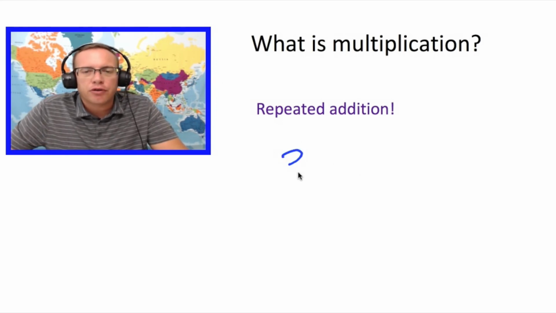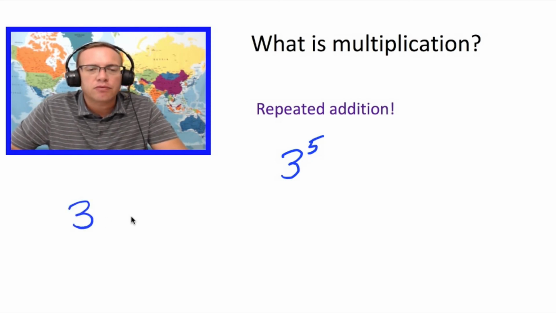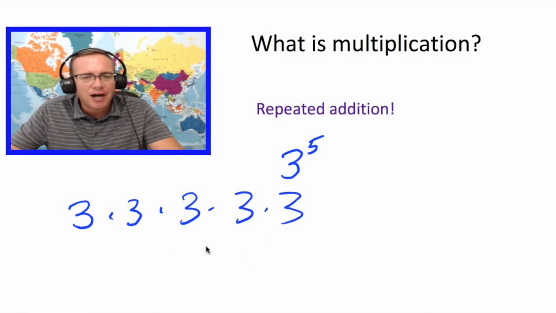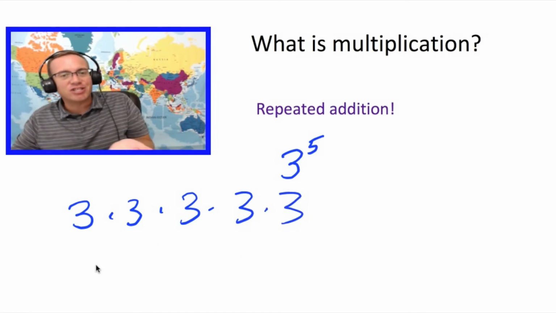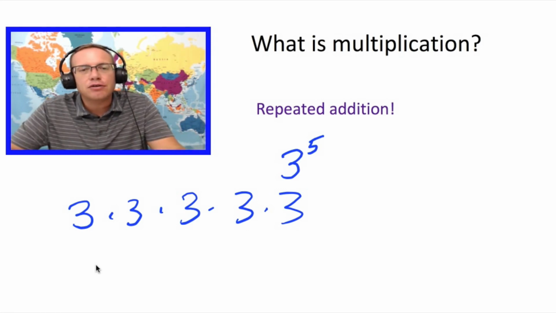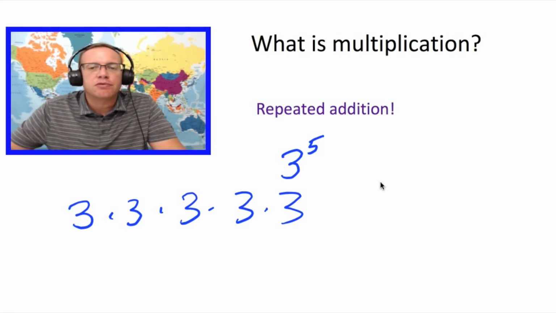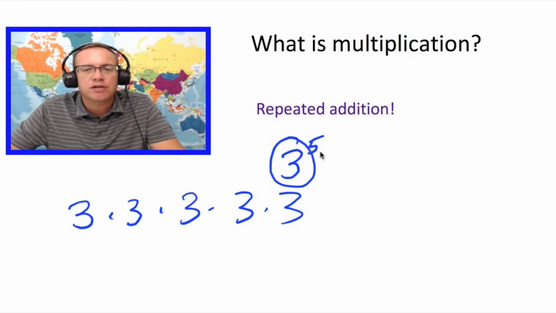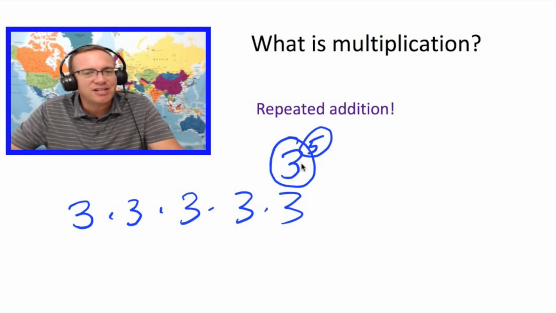So here we have a base of 3 and an exponent of 5. We're going to have the number 3 five times. 1, 2, 3, 4, 5. So instead of repeated addition, we're going to have repeated multiplication. And that is how you solve exponents. You simply repeat your base, which in our case is 3, the number of times that the exponent tells you.